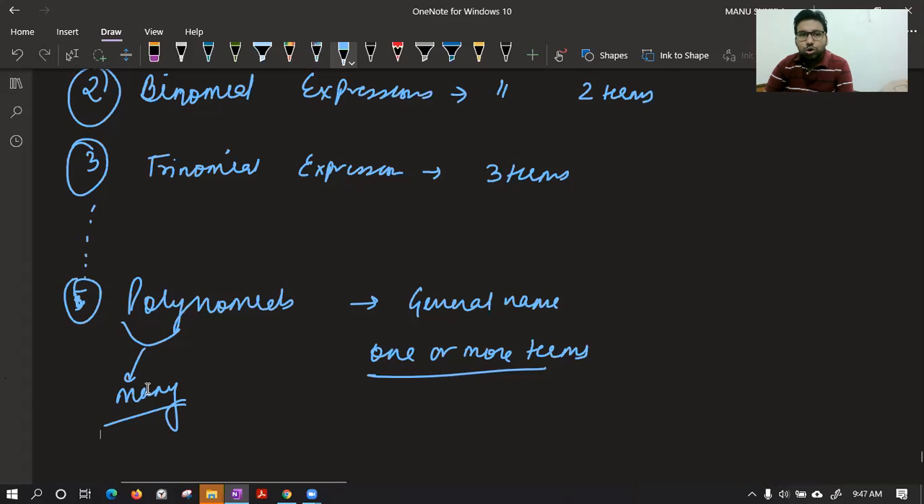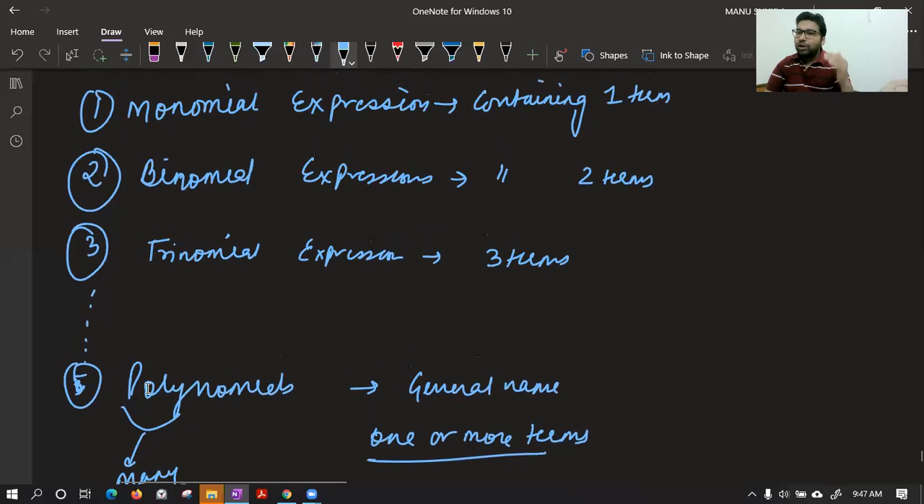So monomial, binomial, trinomial, quadrinomial, they all come under polynomials. Polynomial is a general name, as it was for polygon. Square, triangle, trapezium, pentagon, hexagon, they all are part of polygon. Similarly, they all are part of polynomials. That is why there is a chapter name also. In class 8 or 9, the chapter name is polynomials. So today's homework is 12.1.